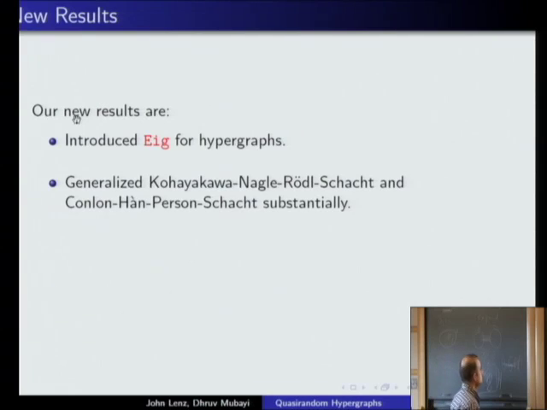The next thing we did is we generalized these theorems of Hayakawa, Nagel, Rödel, Schacht, and Conlon, Hahn, Persson, Schacht substantially. What was their theorem? Their theorem was about this linear and clique disk 1 and C4. We generalized it substantially, and I'll explain that.